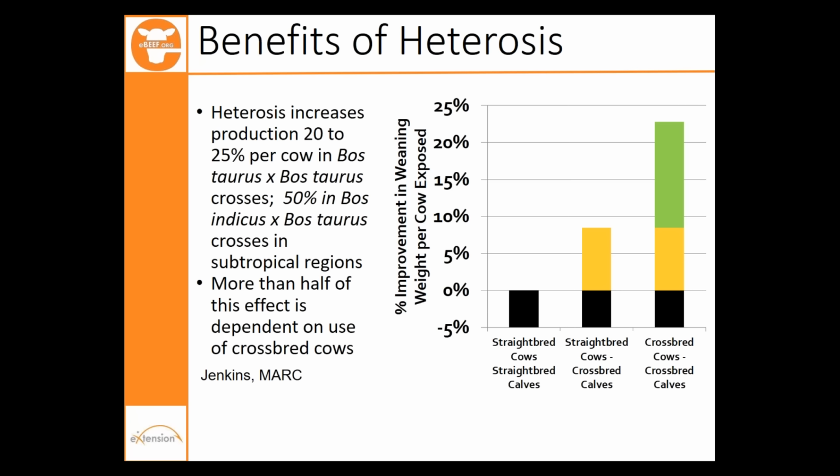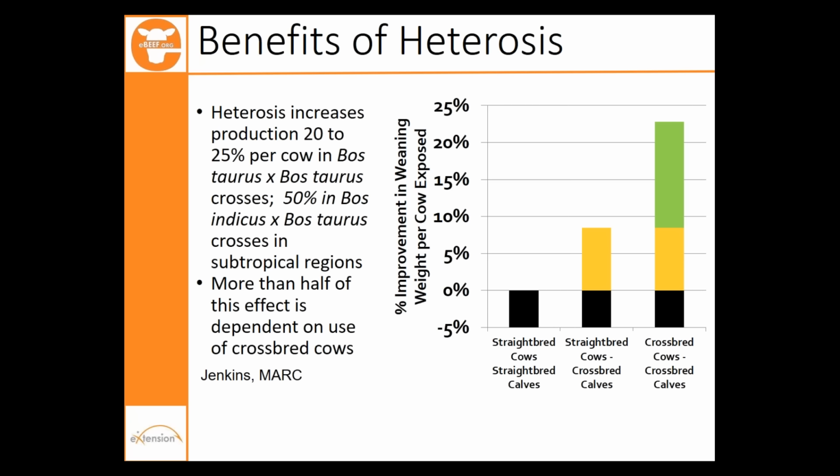heterosis is our baseline. And we know that if we use a different breed of bull on straight bred cows of a different breed, so a 2-breed system here, but both purebred parents, we see about an 8% improvement in weaning weight per cow exposed, which isn't small. That's a substantial improvement. But what we find is nearly double the improvement, so about a 23% total weaning weight improvement per cow exposed, if we actually produce crossbred calves born to crossbred cows.